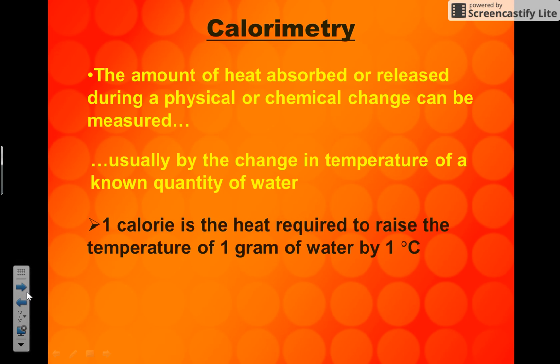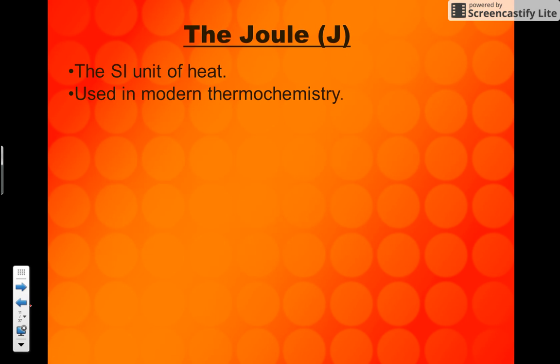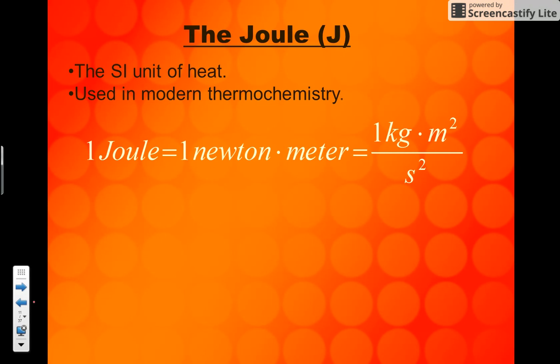1 calorie is defined as the heat that's required to raise the temperature of 1 gram of water by 1 degree Celsius. Now, the unit of energy that we use is the joule, and sometimes you see kilojoules. This is our SI unit of heat. This is our modern unit that we use in thermochemistry.